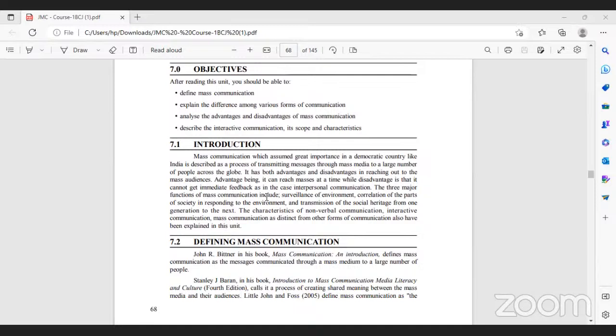The advantage is that it reaches the masses at a time, but at the same time, there is a disadvantage that it cannot get immediate feedback. As we understand, communication is only effective when you have feedback, and that is proper, on-time feedback. The three major functions of mass communication include surveillance of the environment, correlation of the parts of society, especially in reference to the environment, and transmission of social heritage from one generation to the next. Then, among the characteristics of non-verbal communication and interactive communication, we can see that mass communication is a distinctive form of communication.